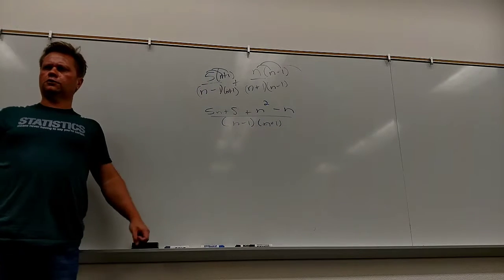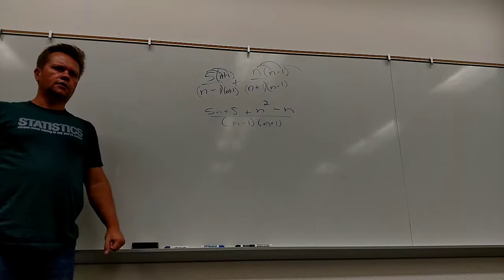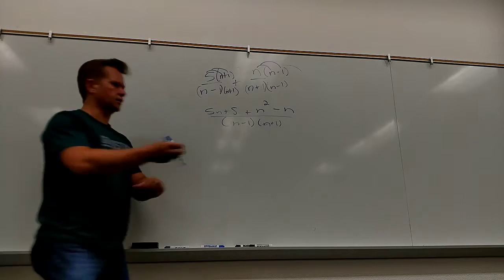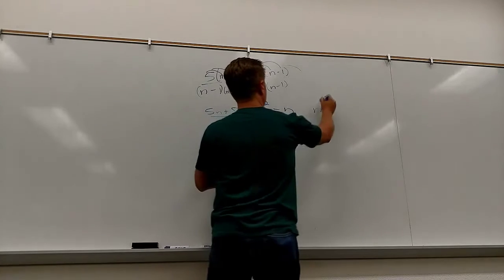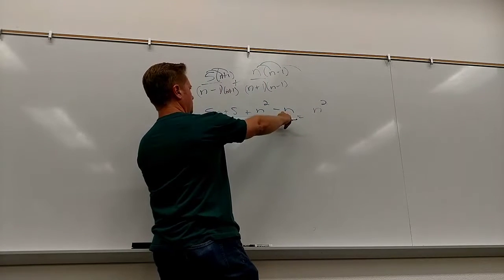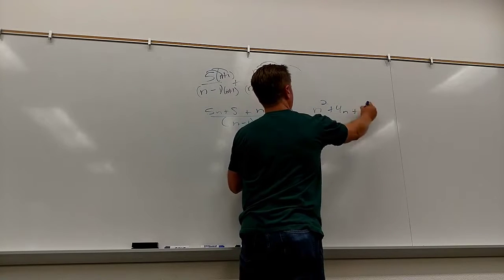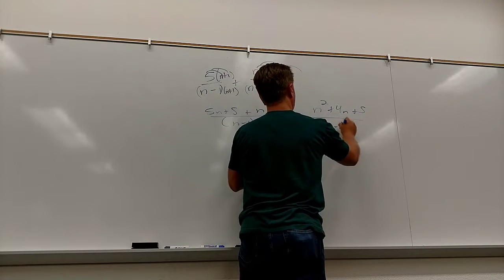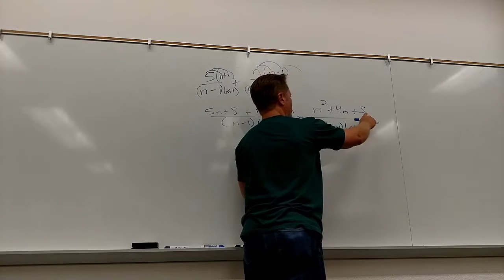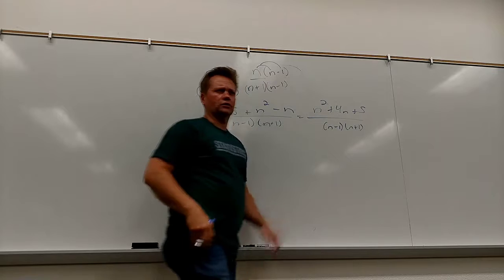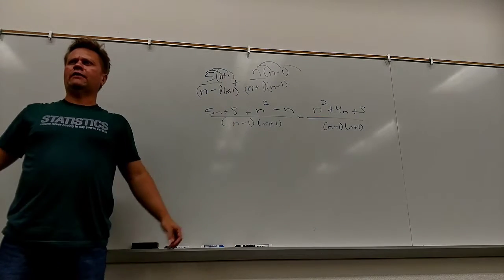Of course, what do you have to do on the top? Combine terms, and then check to see if it'll factor, so you can see if it'll cancel any. So you get n squared plus 4n plus 5. Any factors of positive 5 that add to be positive 4? No. 5 and 1 make 6.